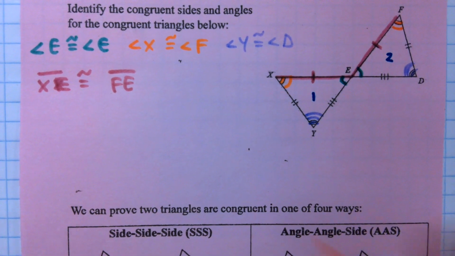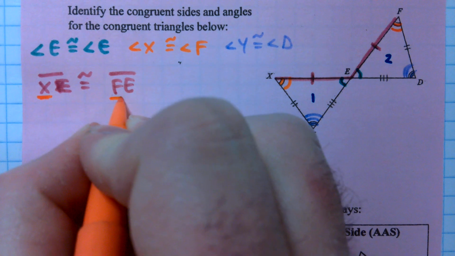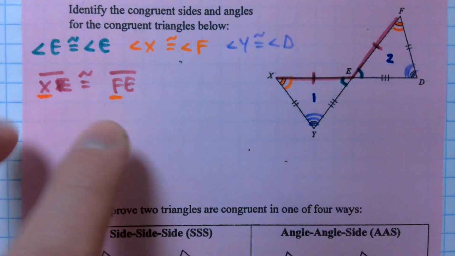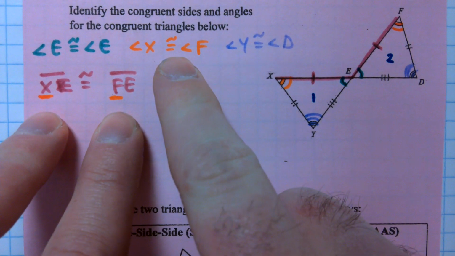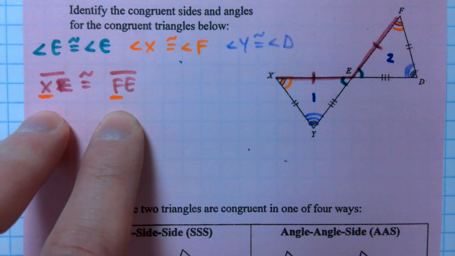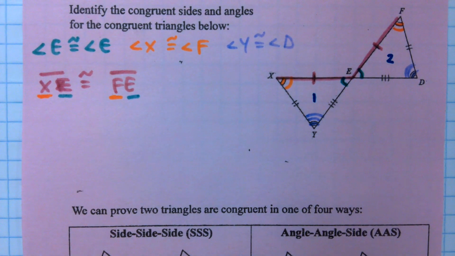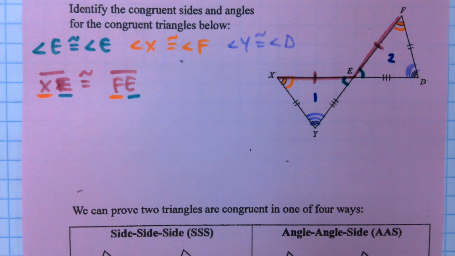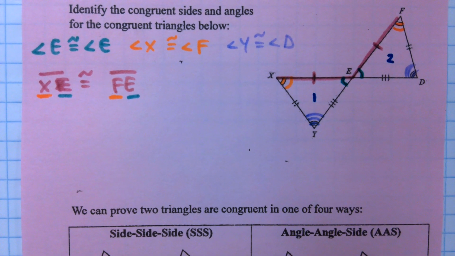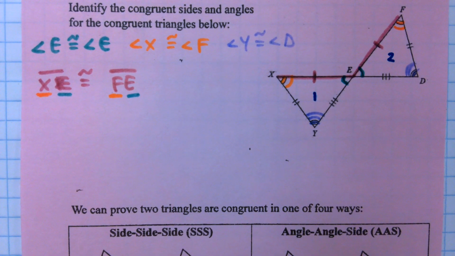Basically, my first letters have to be congruent, the little orange ones. And my second letters have to be congruent, these little teal ones here. Right, they have to match up when I'm writing those names. Everybody cool on that? Okay.